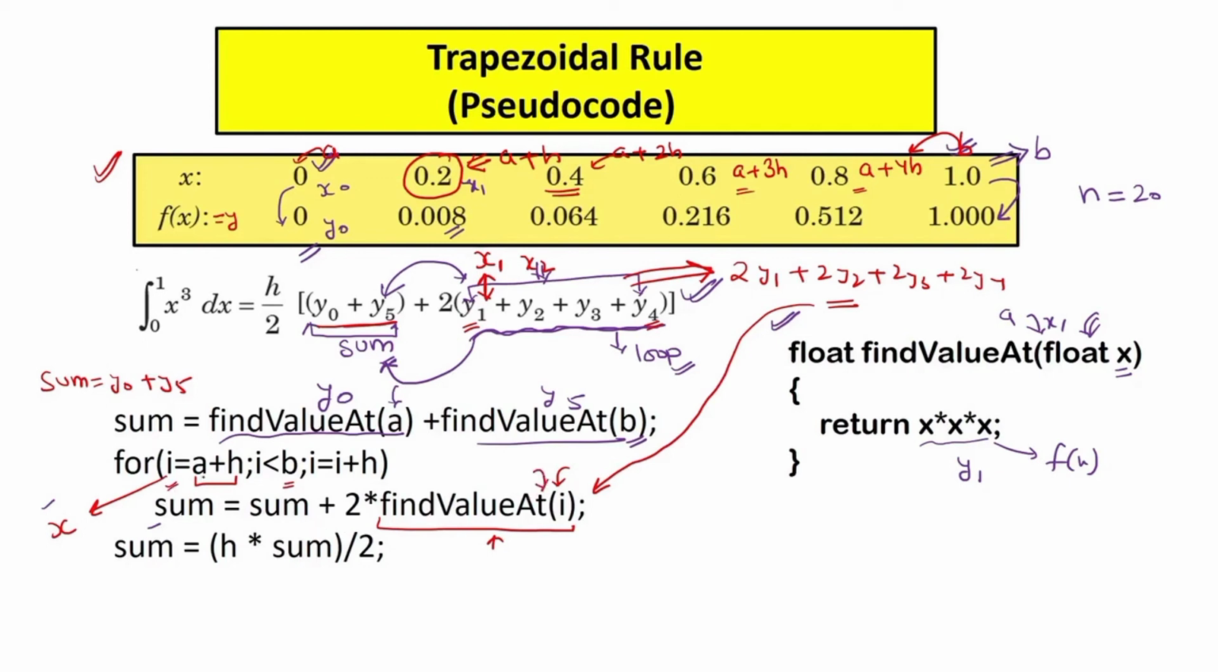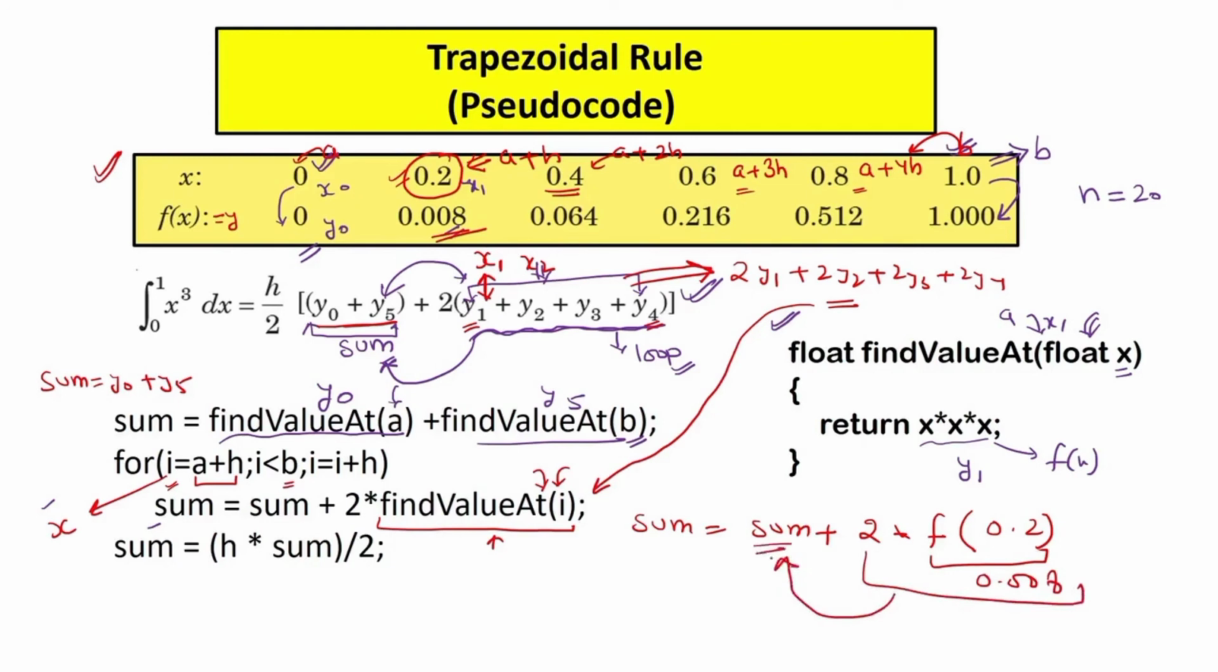So for the first time i will be a plus h, that is 0.2. So for the first time I am saying the previous value of the sum plus 2 multiply the function value, I'm writing this as f for the time being, f at 0.2. So f at 0.2 will be this value, 0.008. Then 2 multiply this will be your answer, and it is added with the previous sum. So what we are doing: y0 plus y5 was the initial value inside this sum. Now we are storing this 2 multiply y1 inside this sum.